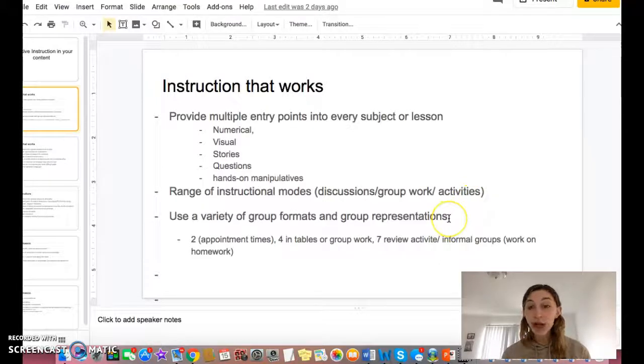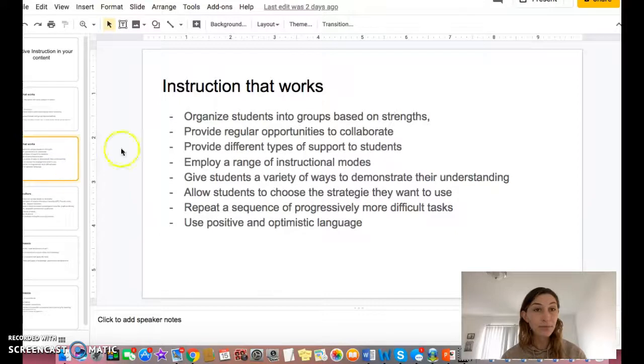And then use a variety of formats and group representations. There are appointment times in math where you can work on homework problems in pairs of 2, work with your tables in groups of 4, do review activities in groups of 7, or just use informal groups to work on homework. So instruction that works: organize students into groups based on strengths. This is really good when they're working on math problems in groups, so the stronger students can help students who may be struggling.